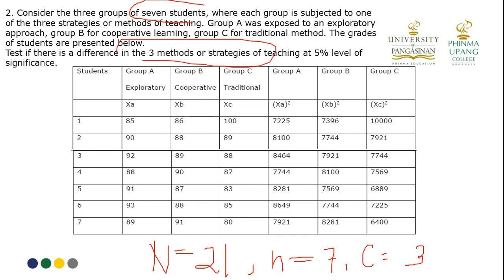Kasi 3 methods ang pinag-uusapan. Kanina 3 brands. Ngayon naman strategies yung pinag-uusapan. Exploratory, cooperative, traditional. Yung exploratory is tinatawag natin yan parang discovery learning. Cooperative, collaborative work. Traditional is yung individual, tuturo, tapos kayo magsasagot. Traditional way of teaching.